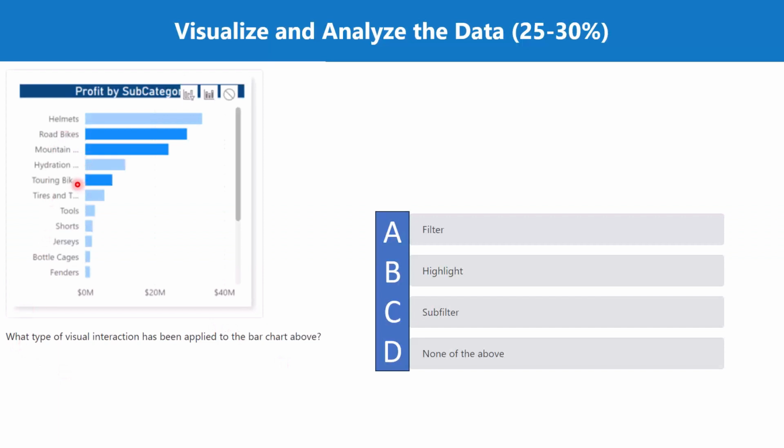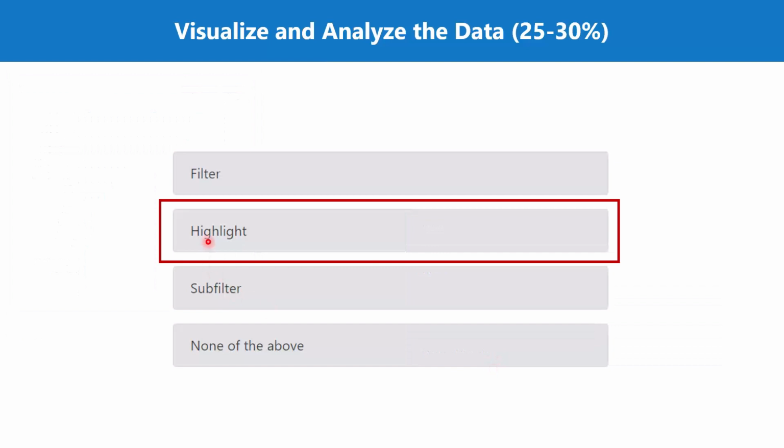We have this image, which is a bar chart, and we have the options shown here in the image. And the question is, what type of visual interaction has been applied to the bar chart above? We have to answer this, and the choices are filter, highlight, sub filter, none of the above. So let's have a look at the answer to this question, and the correct answer is highlight.